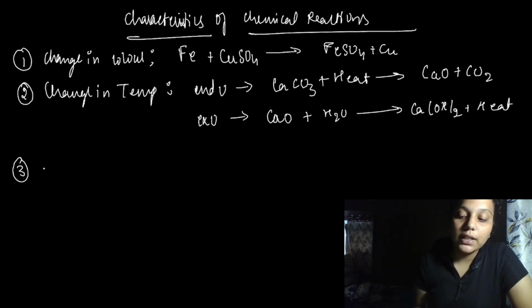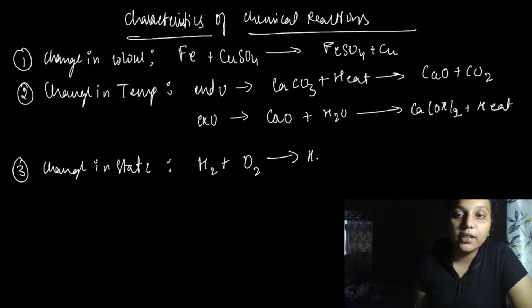So the third thing is change in state. This is very easy. Give an example for this. Water, right? H2 plus O2 gives H2O. This is not yet balanced. So I add 2 here. Okay, now it is balanced.